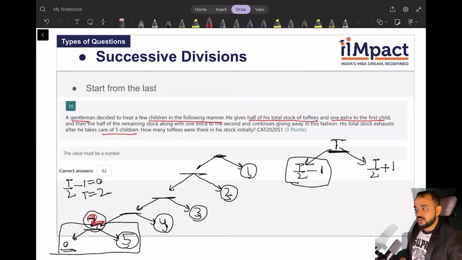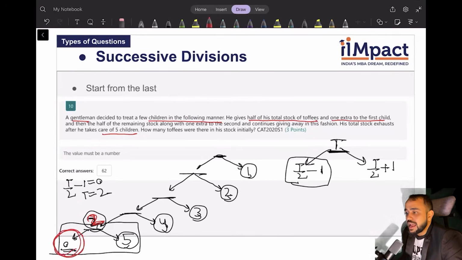Now the value t by 2 minus 1 is the number of toffees which would have been left here, and it is equal to 0 because they have said he could only take care of 5 children. So there is nothing left for the sixth child, and anything that the sixth child would have gotten, it would have been from this particular node, right? So this particular node value is going to be 0. That is the trick that has to be identified.